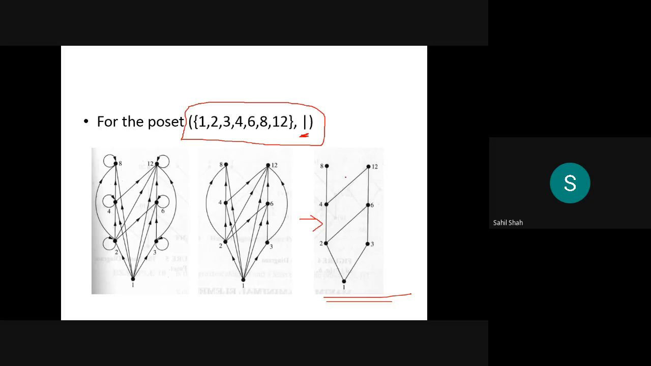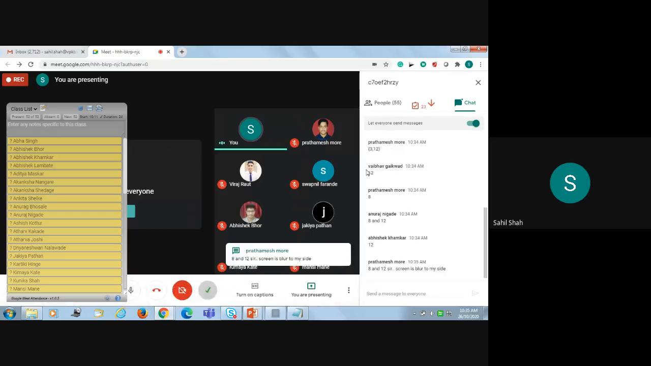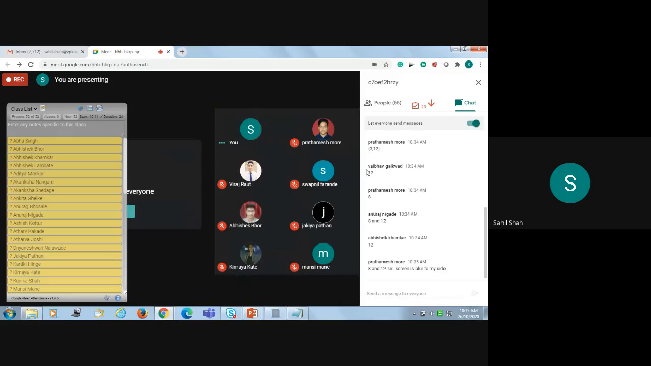Just observe in this Hasse diagram, 8 and 12 are lying at the maximum level. There is nothing above 8 and 12. So the set {8, 12} is known as maximal elements. Are you ready? 8 and 12 both.